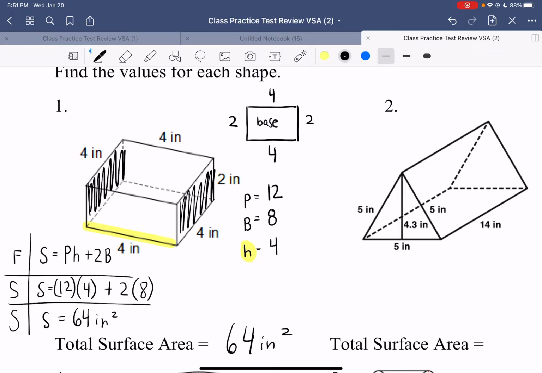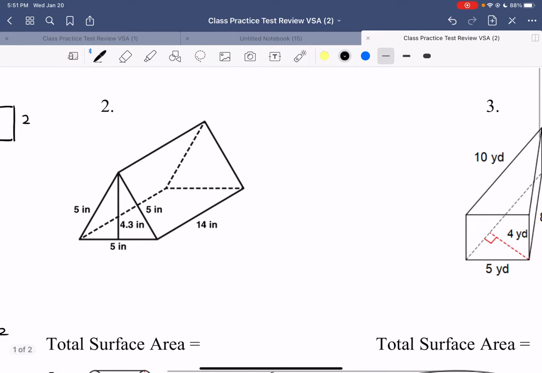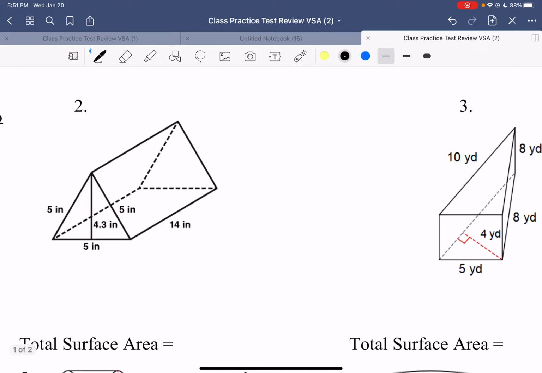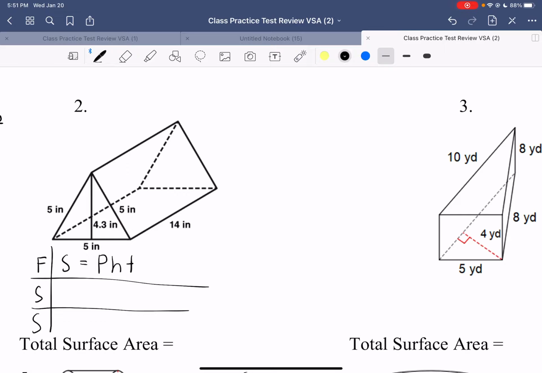All right, moving to number 2. We are looking at a triangular prism, and we're looking for total surface area. So our formula, substitute, solve. Surface area equals the perimeter of the base times the height plus 2 times the area of the base.